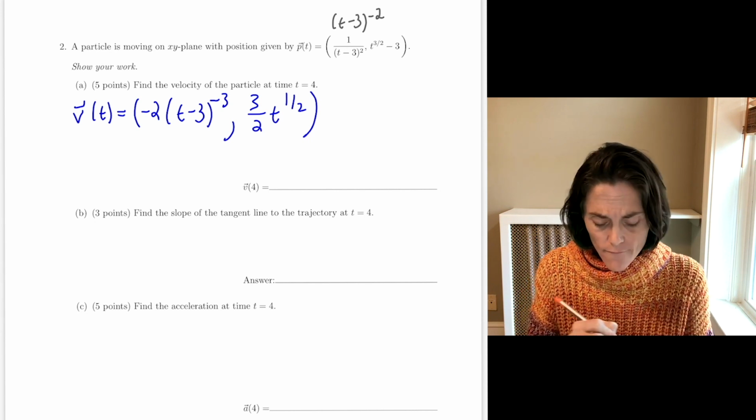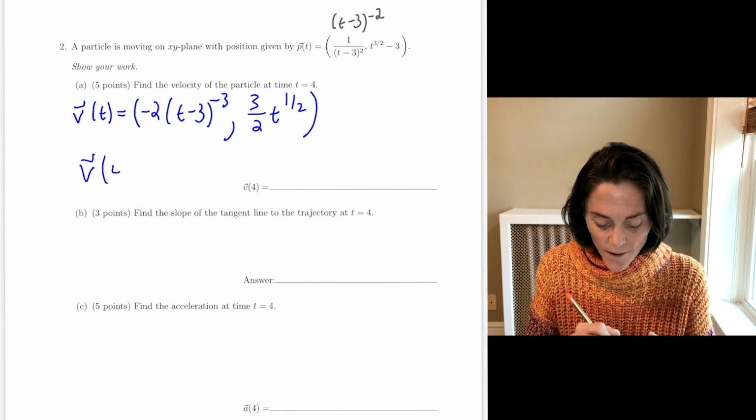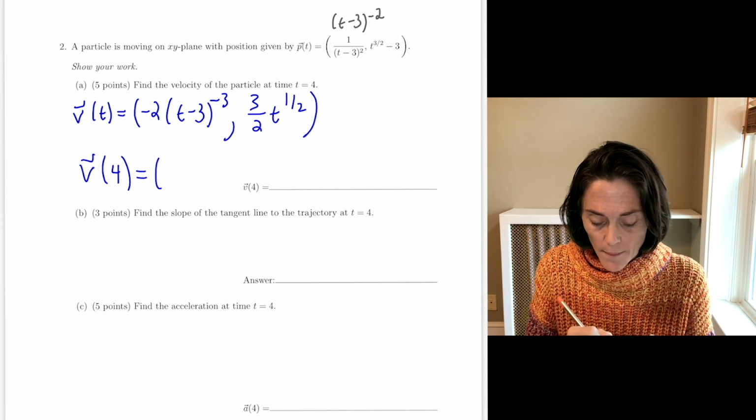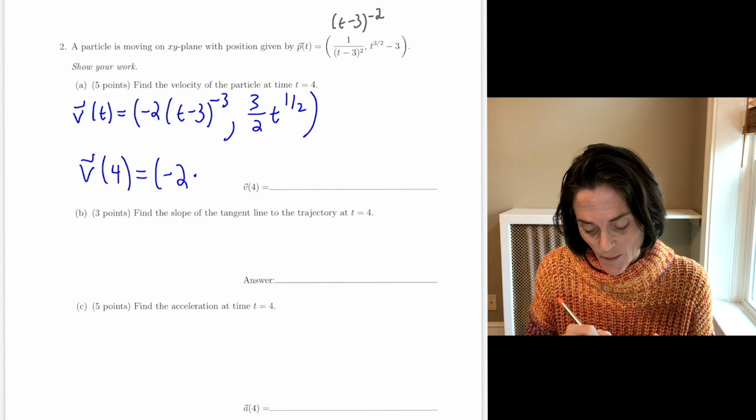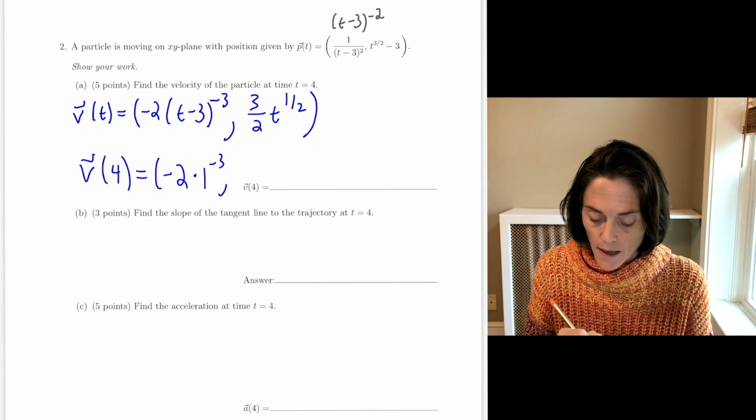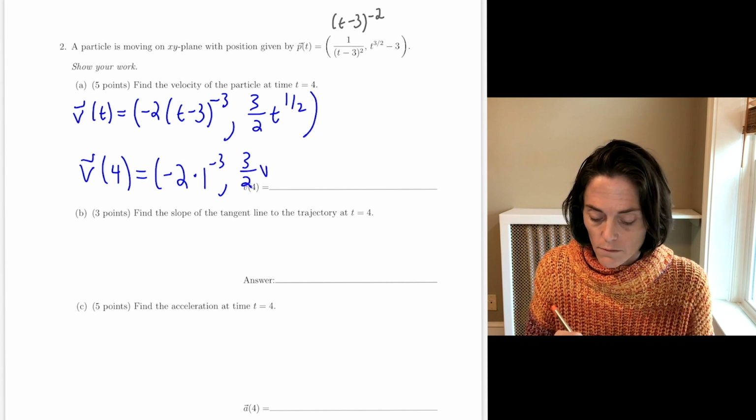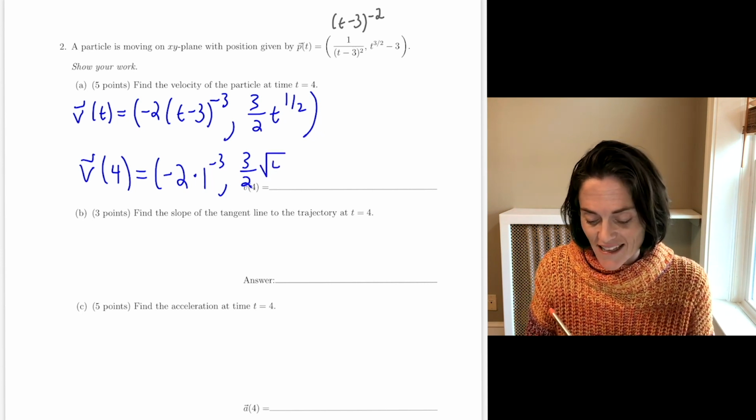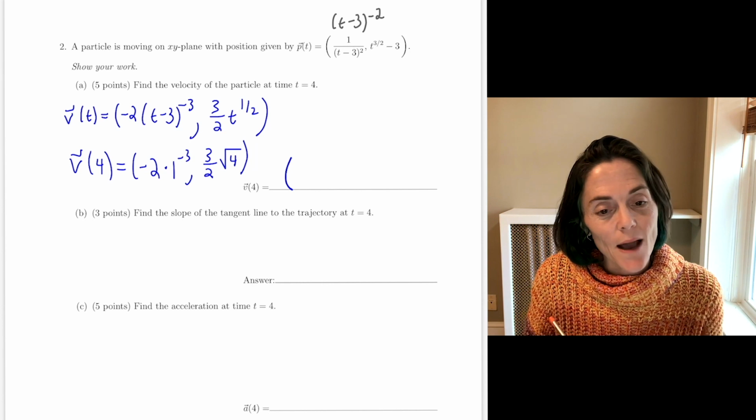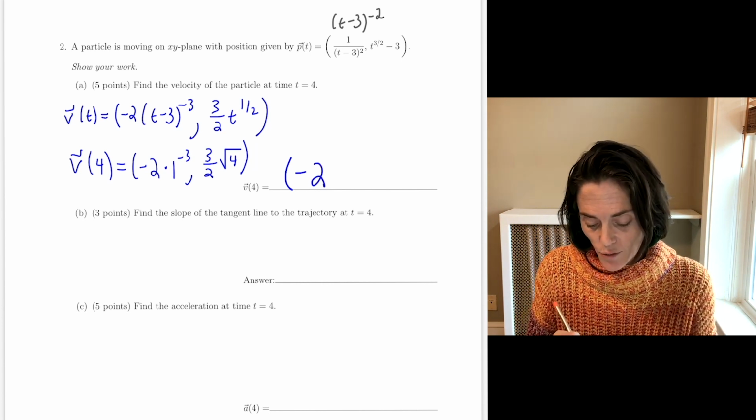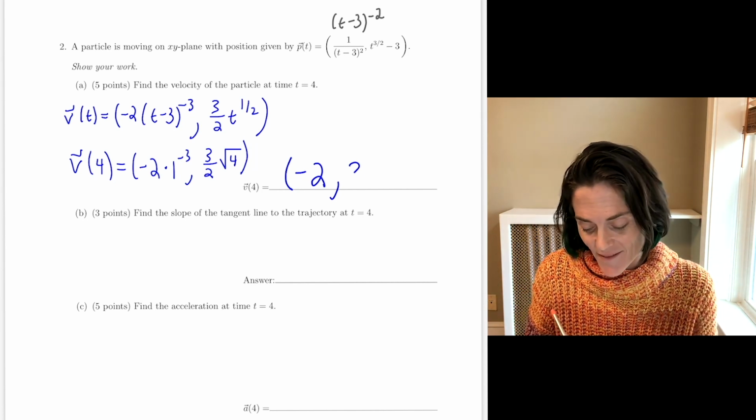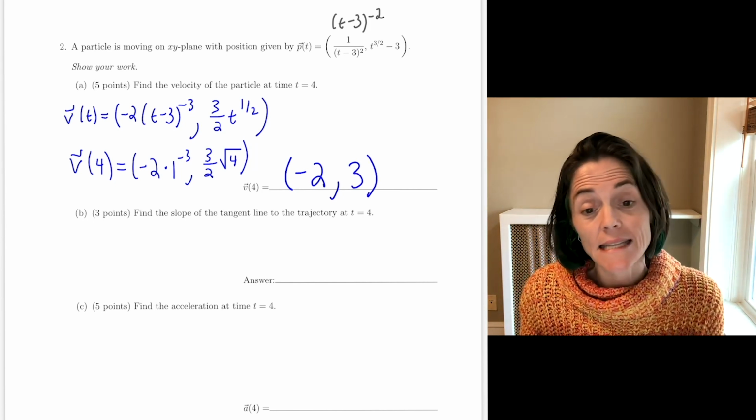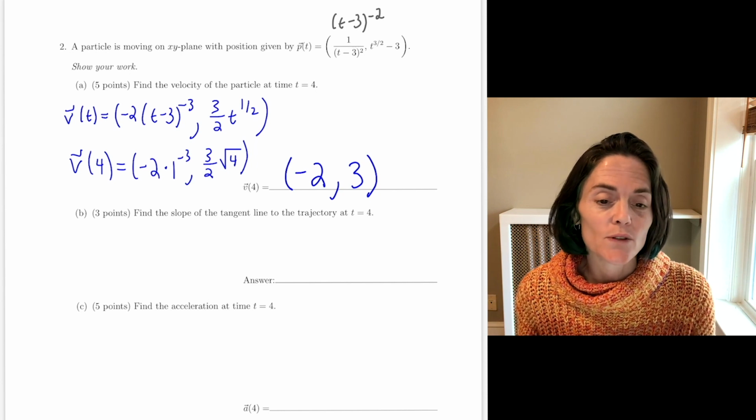Now evaluate at 4. V of 4, this will be minus 2 times, well, 4 minus 3 is 1. So we have 1 to the negative 3. And then we have 3/2 times the square root of 4. Well, we need to simplify this. 1 to any power is 1, so we have minus 2. And then the square root of 4 is 2, so the second coordinate here is just 3. This is the velocity vector at time t equals 4.